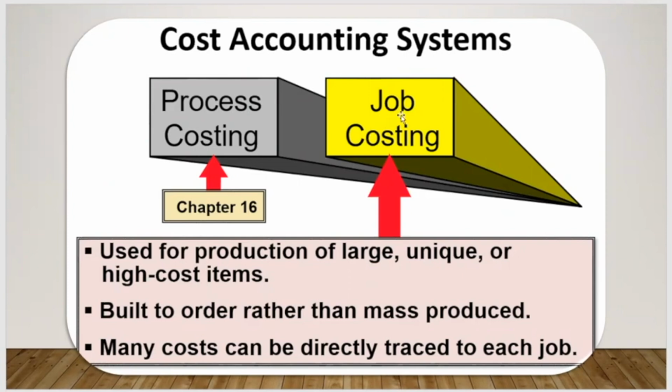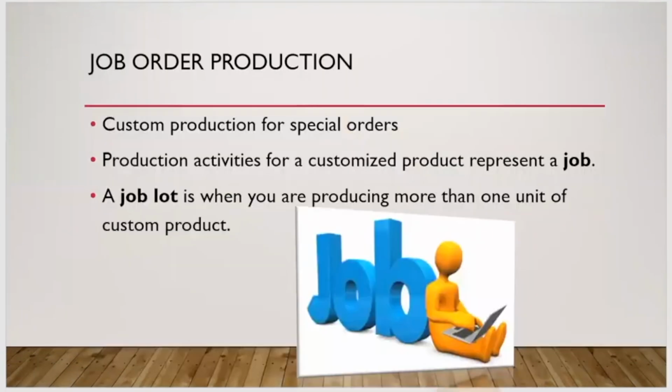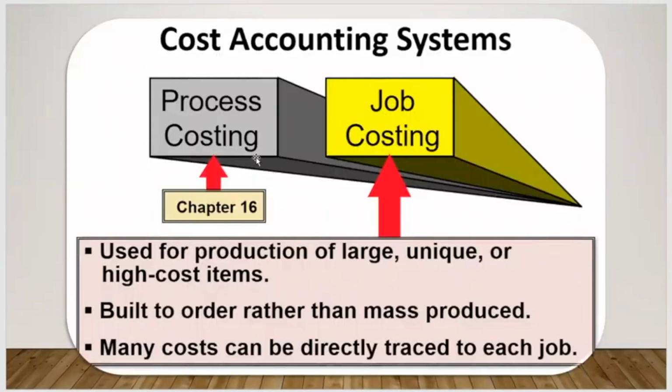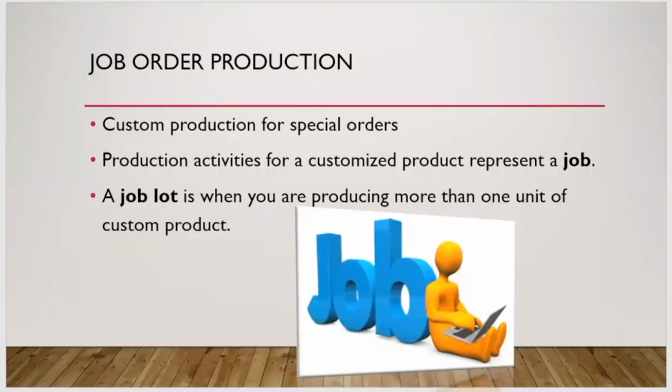But costing the jobs or a product. Process costing, we won't get into until chapter 16, so I'm not even going to mention that. This is about determining the cost of big ticket items, custom things that are made to order. And it's easy to track the costs that go into those. And again, job order costing is the subject of chapter 15, this chapter. Next chapter is process costing.